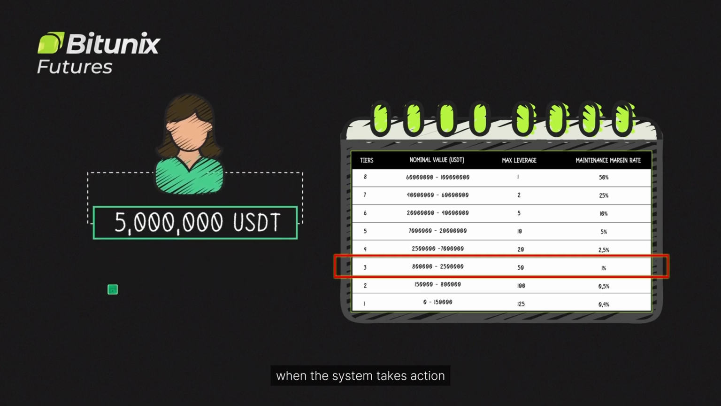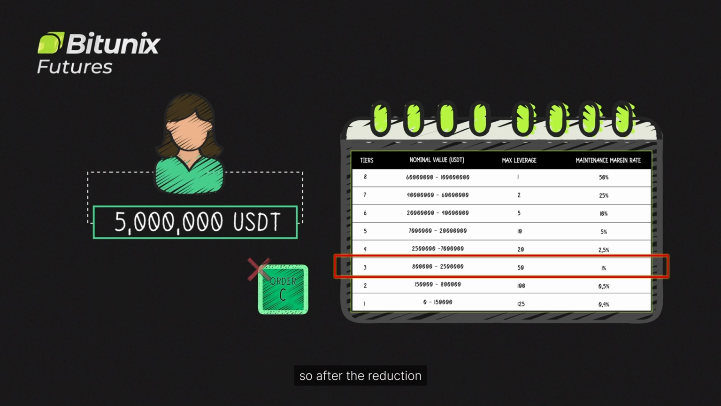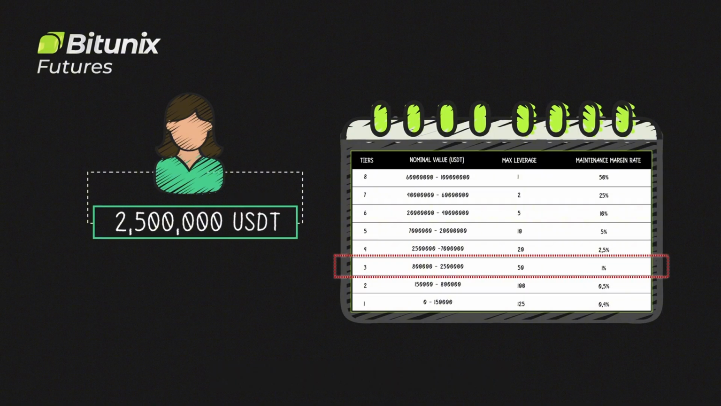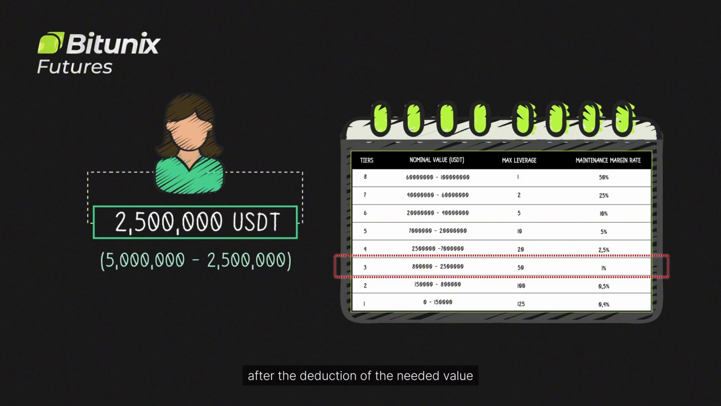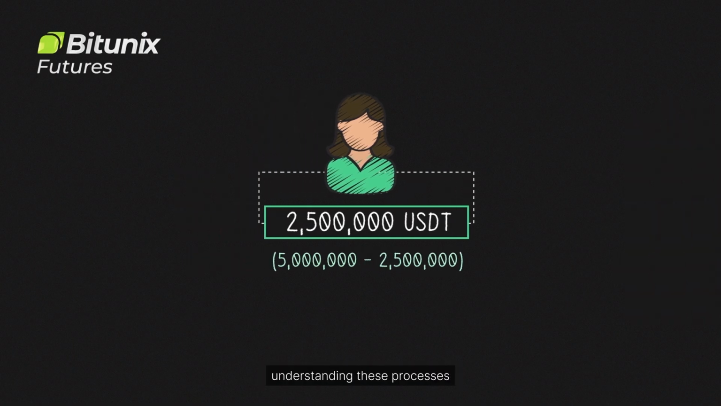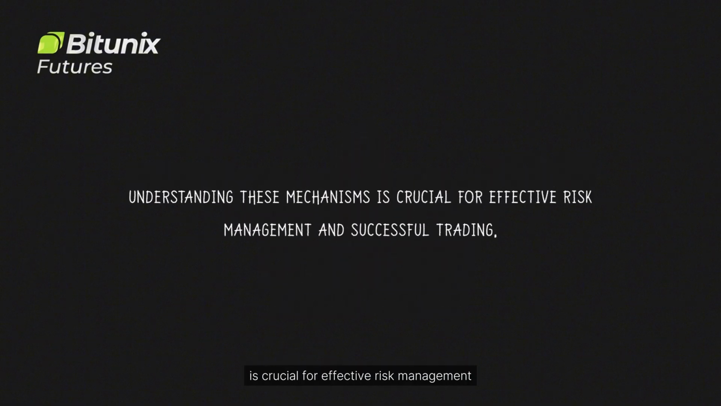When the system takes action, it will always start with canceling all orders to release margins first. The maximum value for Tier 3 is 2,500,000 USDT, so after the reduction, her position value will be at 2,500,000 USDT. Understanding these processes is vital for Sarah's success as a trader. Understanding these mechanisms is crucial for effective risk management and successful trading.